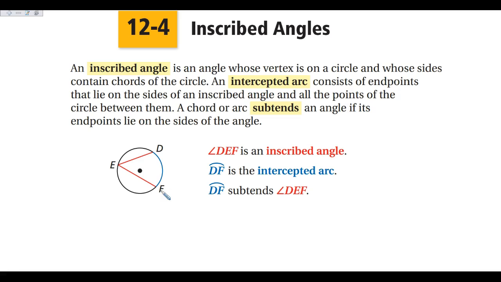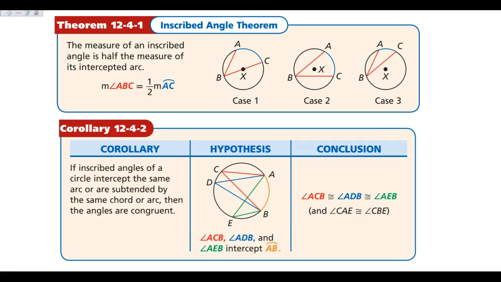Okay, angle DEF is an inscribed angle because, again, its vertex is on the circle and both of its sides are inside the circle. All right, so let's take a look at some of the information about inscribed angles. An inscribed angle is going to be half of the measure of its intercepted arc. So when we look here, our inscribed angle can either go through the center, go around the center, or be all on one side of the center. It makes zero difference. Okay, it's all the exact same thing. All three of these are inscribed angles.